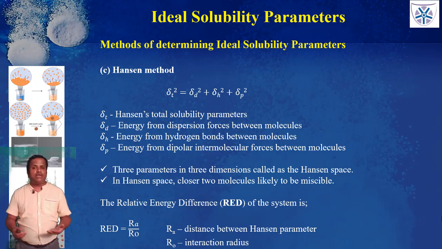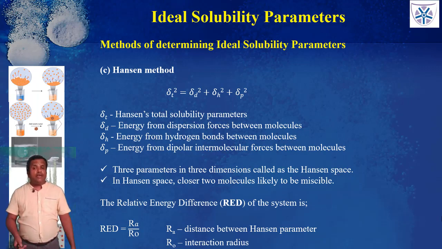How can we calculate the relative energy difference? What is the use of this relative energy difference formula? This formula helps us identify whether the given solute is soluble, not soluble, or partly soluble, once we solve it. What is the formula? RED, the relative energy difference of the system, is equal to RA divided by RO.